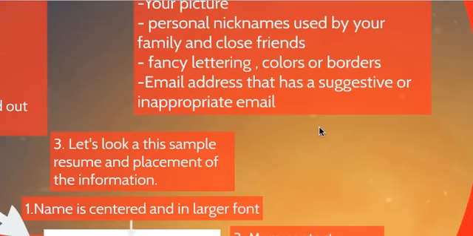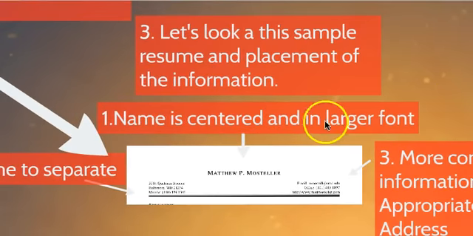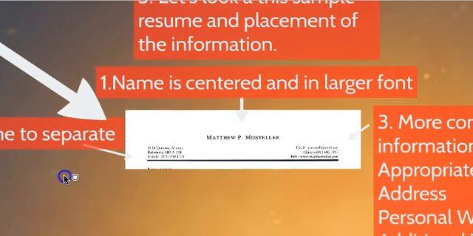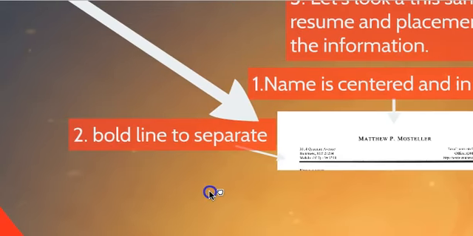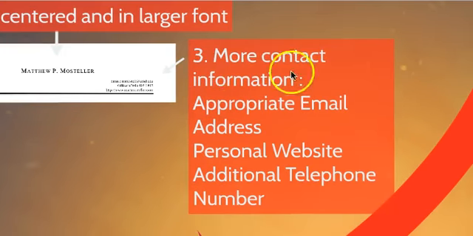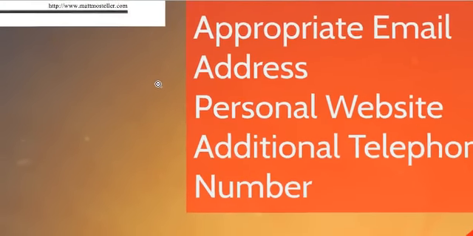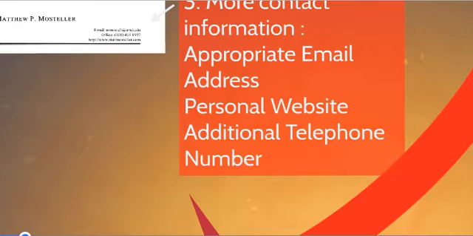Let's look at this resume and the placement of the information. 1. The name is centered and in larger font, Matthew P. Mollister. 2. You have the bold line to separate. 3. More contact information. We see an appropriate email address here, mlmollister@umd.edu. The office number is listed and a personal email address or website, an additional telephone number by way of the office.